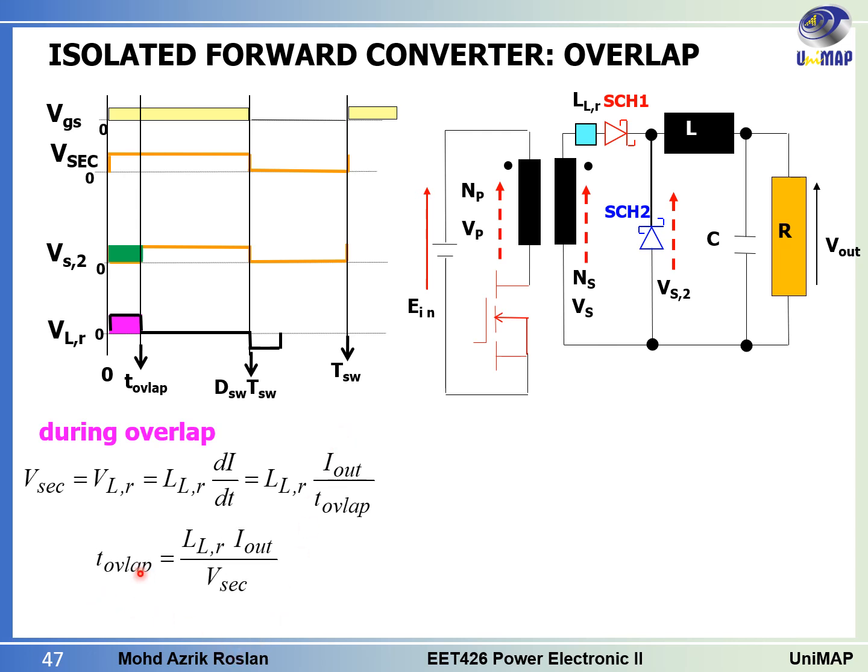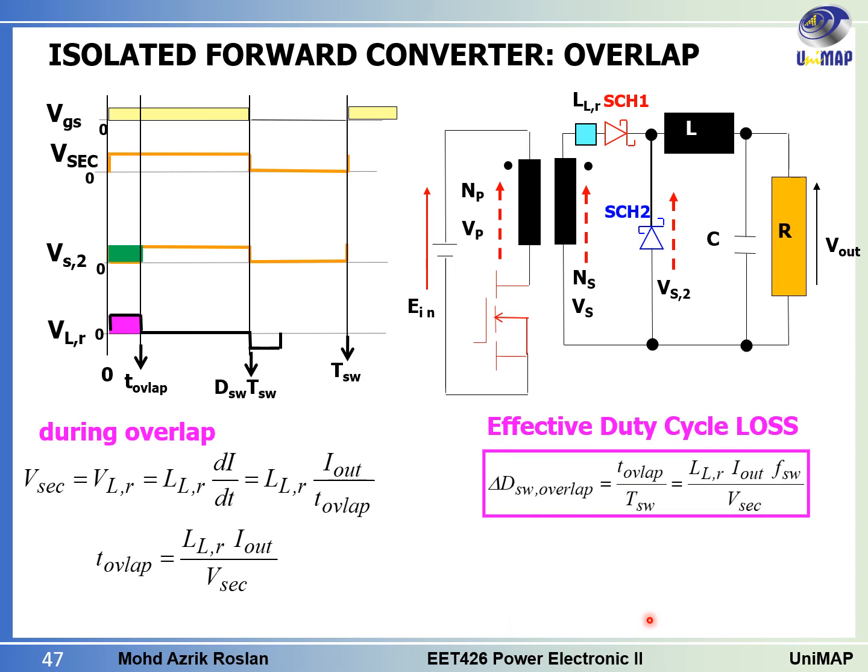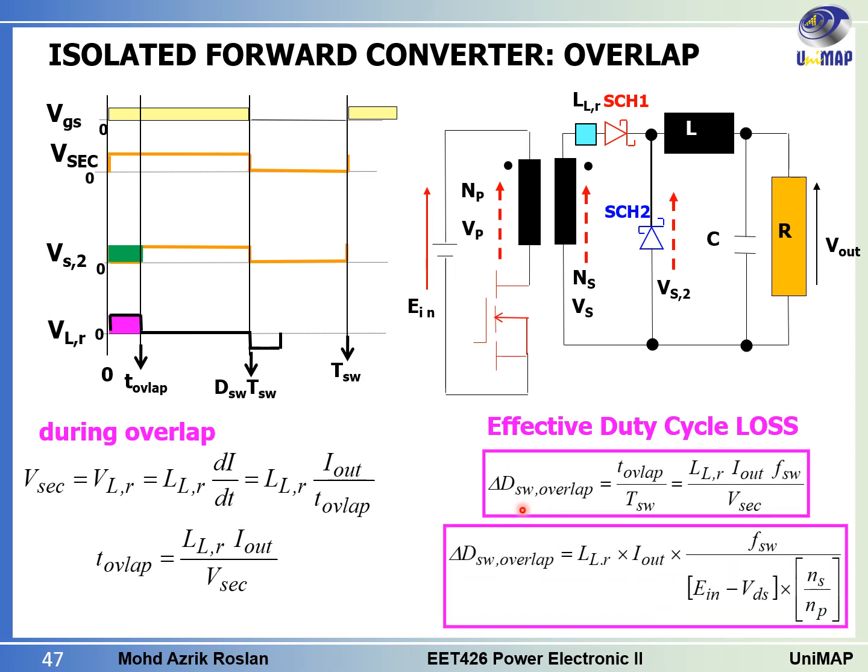The T overlap is the one we have here. If we rearrange the equation, we get the T overlap equals the leakage inductance itself, multiplied by I out, divided by the V secondary. So if we have this equation, with V secondary equal to this, and we rearrange it, moving V secondary down, we will get this equation. So the effective duty cycle loss that we have in this circuit is equal to this.